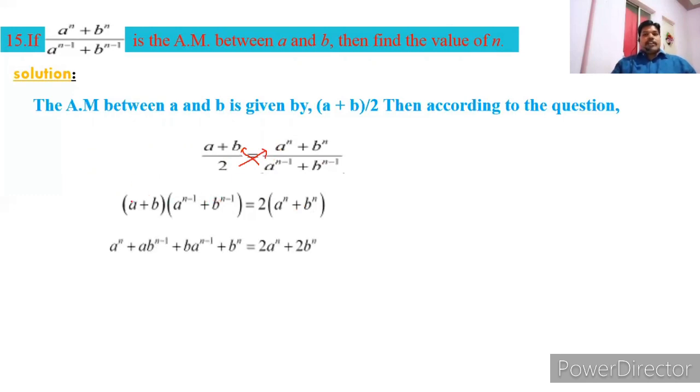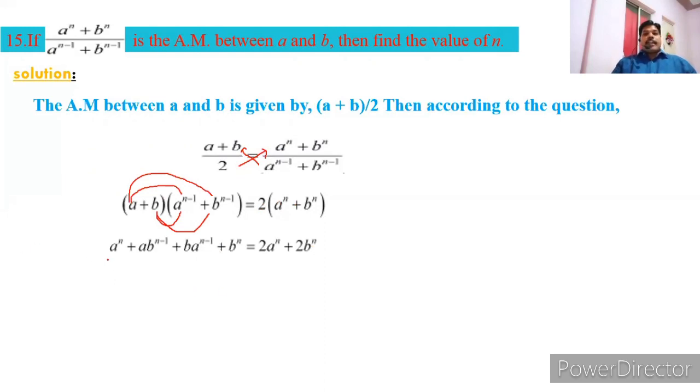First multiply a into a power n minus 1. A into a power n minus 1 will become a power n. Next multiply a with b power n minus 1, so a b whole power n minus 1. Next multiply with b here, b into a power n minus 1. Next b into b power n minus 1, it will become b power n. So that is equal to 2 into, multiply inside, 2 a power n plus 2 b power n.